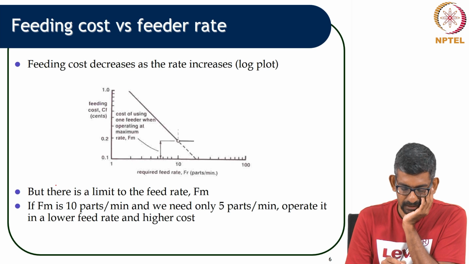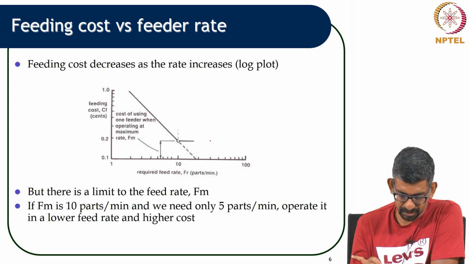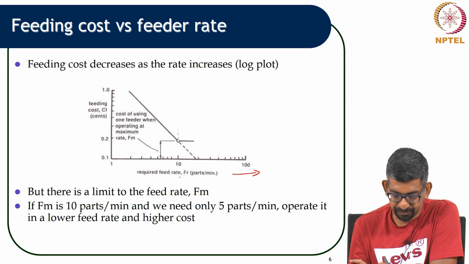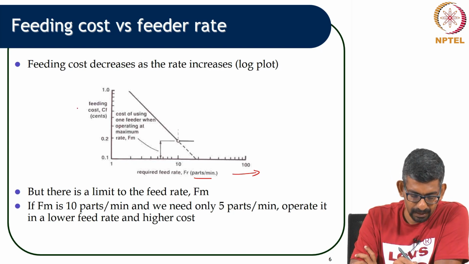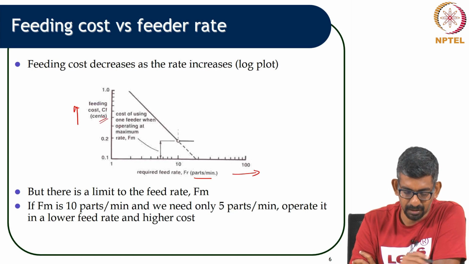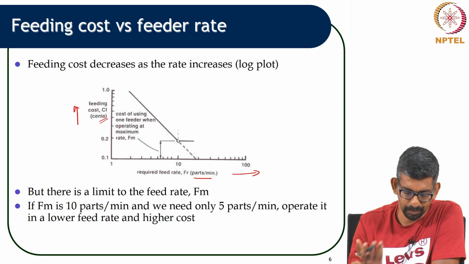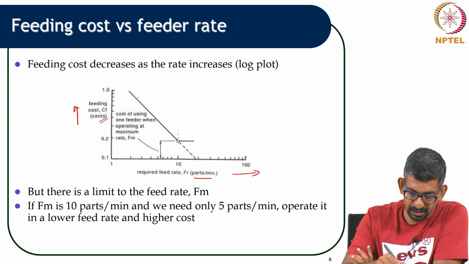To understand the relationship, it is linear in this case, feeding cost versus feeding rate. We have used this particular figure here. The x axis is your required feeding rate, which means parts per minute, how many parts you can supply in a minute in that machine, and your y axis is your feeding cost. Since it is taken from a North American textbook, it is in terms of cents, but you can convert it to rupees or any currency that we are talking of. Okay. So, this is what the relationship is.